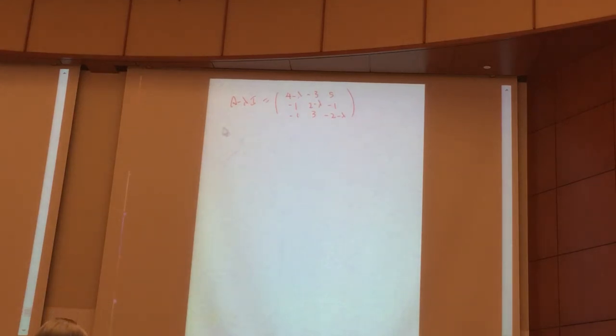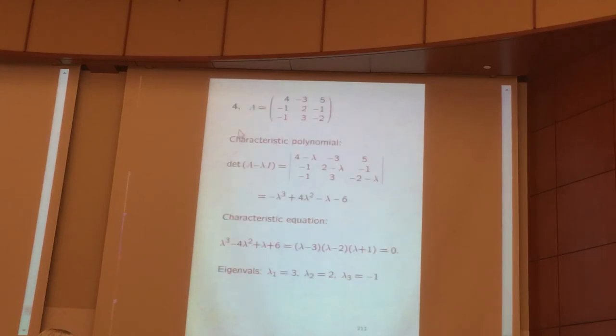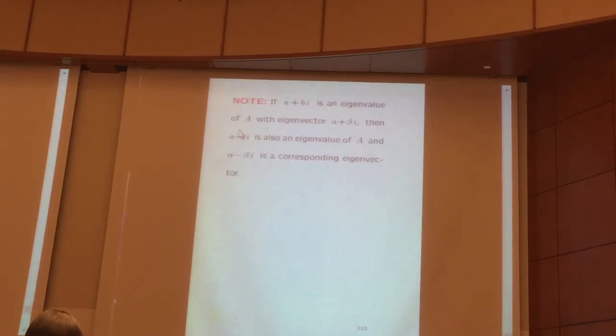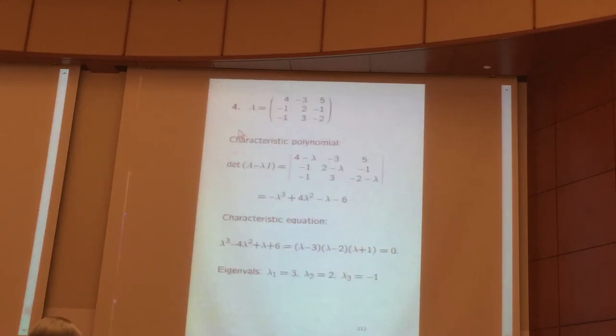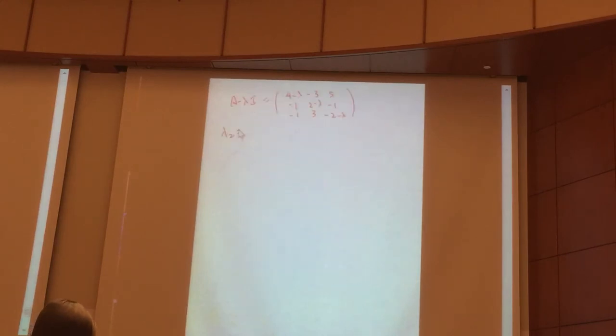So now we take lambda 2 equal to 2. I wrote them down 3, 2, minus 1, because that's just the way I wrote them down. The order doesn't matter. You're going to be finding all three, so the order in which you find them doesn't matter. All right, so we're looking at lambda 2 equals 2.